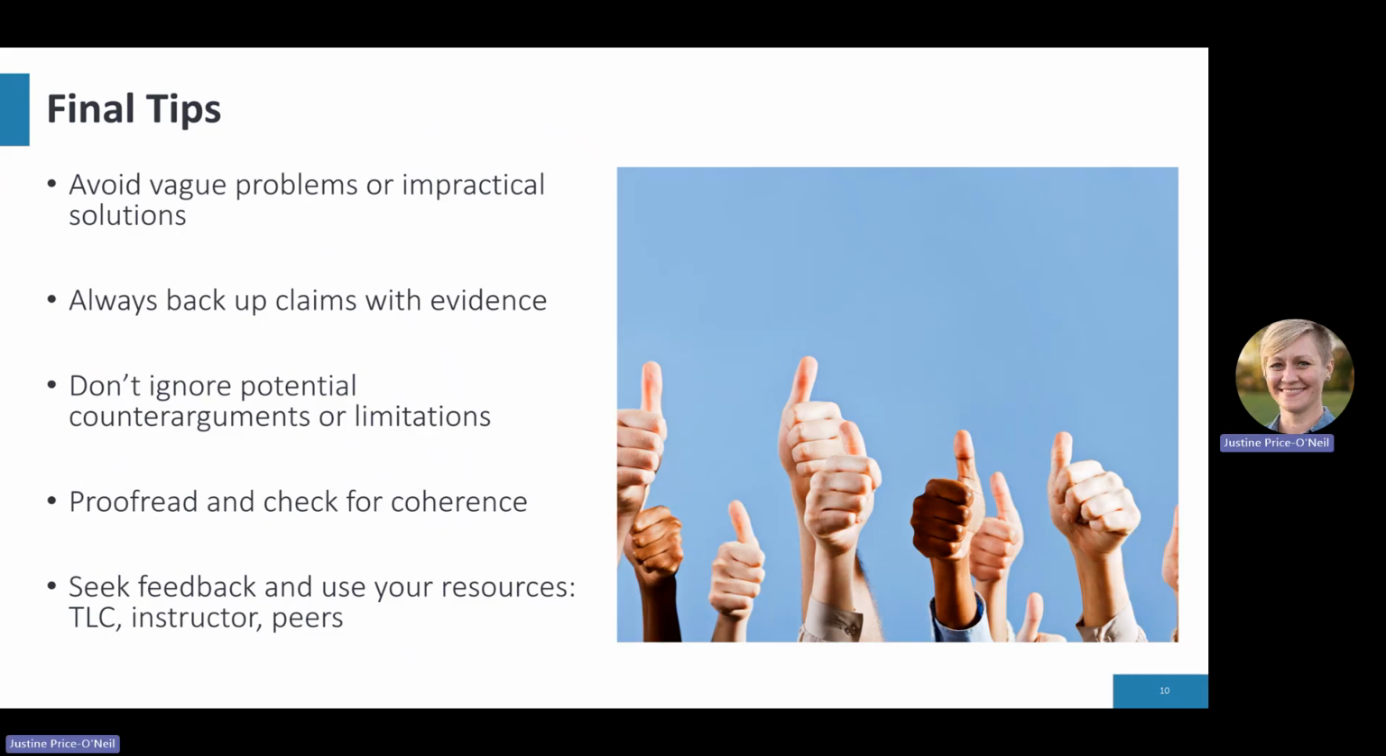Always, always, always proofread and check for coherence. And to get help with that, you could seek feedback and use your resources. So you could come to the Tutoring and Learning Center. You might visit your instructor during their office hours. And you can also engage in peer review or get a family member or a friend to help look over your essay as well.